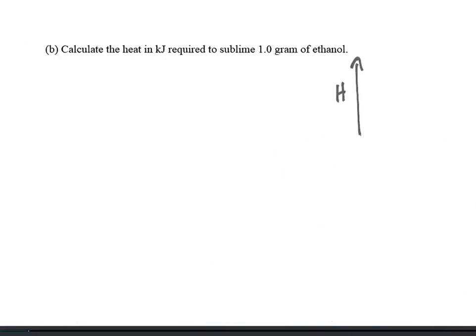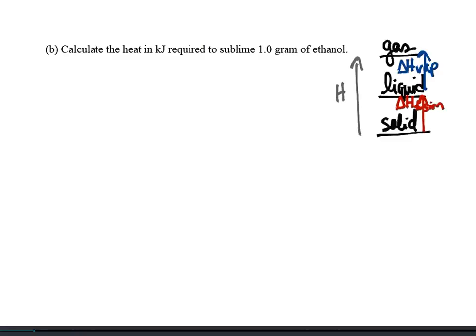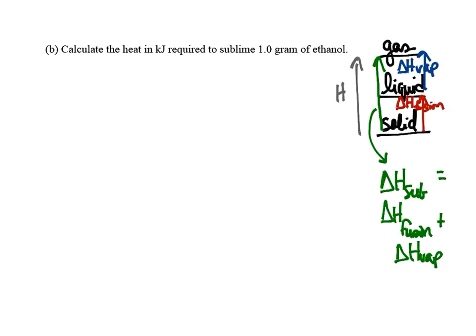Now we're going to move on. Calculate heat in kilojoules required to sublime 1 gram of ethanol. This little picture here is to remind you that when you go from the solid to the liquid, that's the heat of fusion. When you go from the liquid to the gas, that's the heat of vaporization. So this is enthalpy on a vertical scale. This is just to remind you, when we talked about this in class, what we said is that once you know these two values, you know the heat of sublimation because that is just the sum of those two.